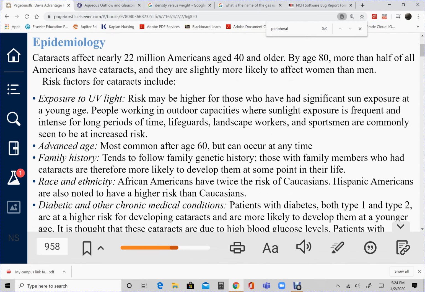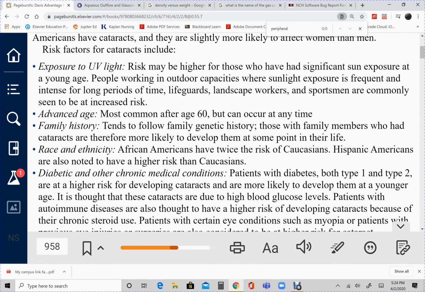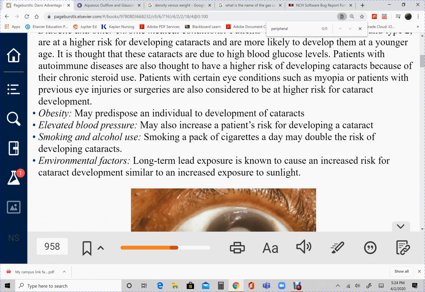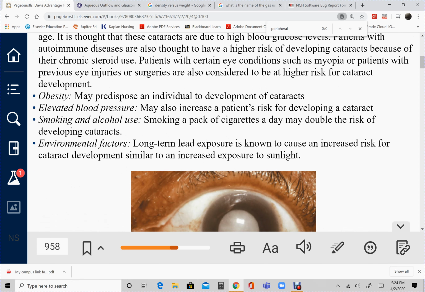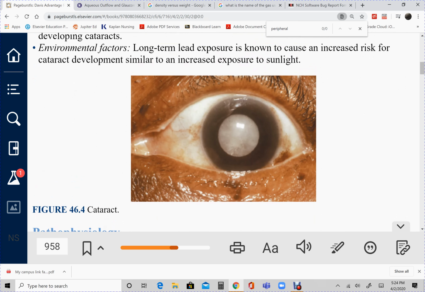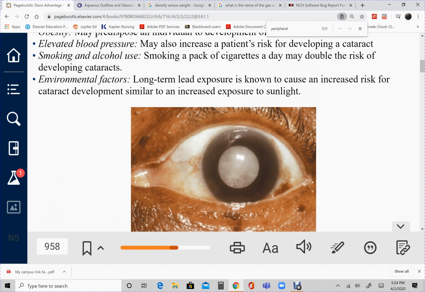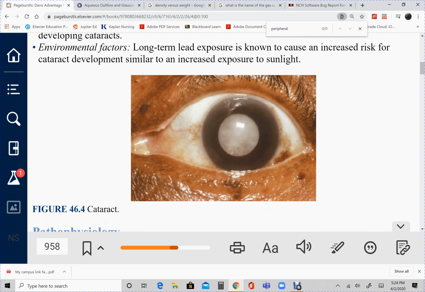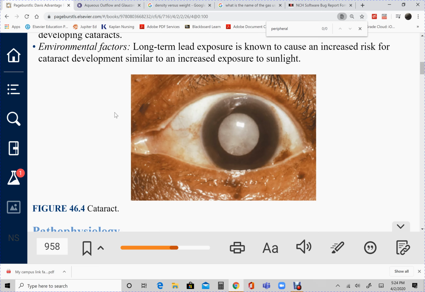These are the common causes or risk factors: exposure to UV light, advanced age, family history, race, ethnicity, and diabetes and other chronic conditions. The rest are obesity, elevated BP, smoking, alcoholism, or other environmental factors, like if you're exposed to certain substances. But the most common, of course, is aging. So age-related cataracts are the most common type.